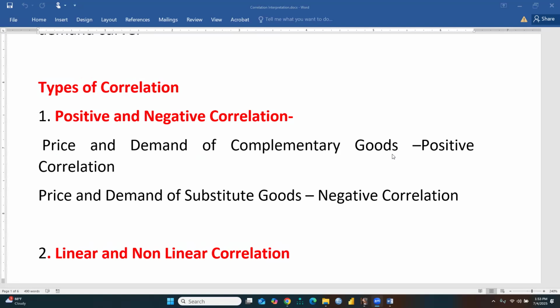But price and demand of substitute goods, means tea and coffee, right? Suppose one particular commodity's price is increasing, but demand is decreasing. That is known as negative correlation.